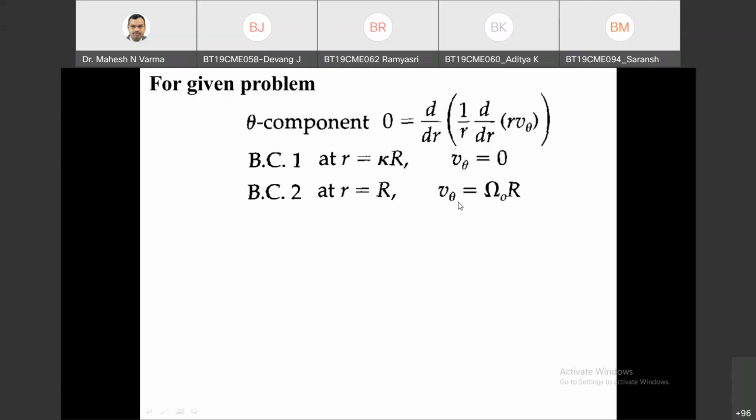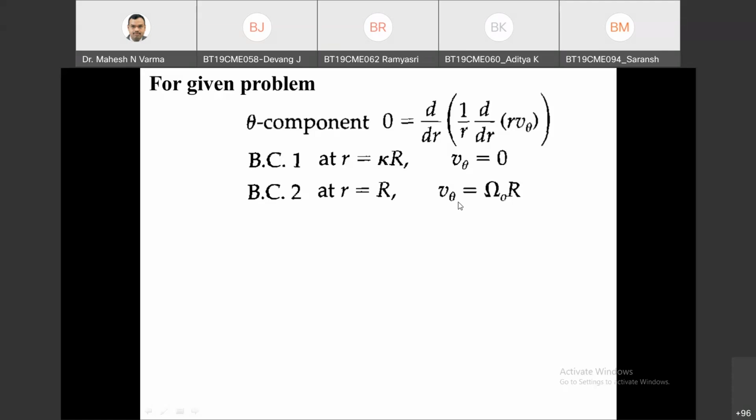Yes, sir. So we get r v theta equals half c1 r square plus c2. By rearranging, we get the profile equation: v theta equals half c1 r plus c2 by r. Okay, now you have two constants and two boundary conditions. At r equals kappa R, v theta equals 0. At r equals capital R, v theta equals omega naught into R.